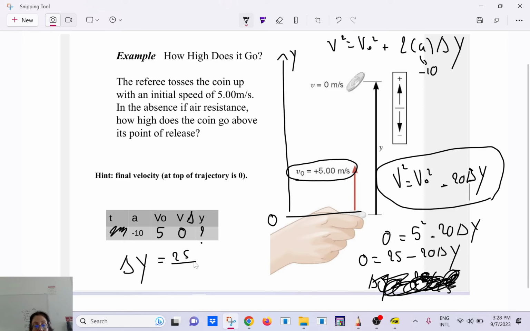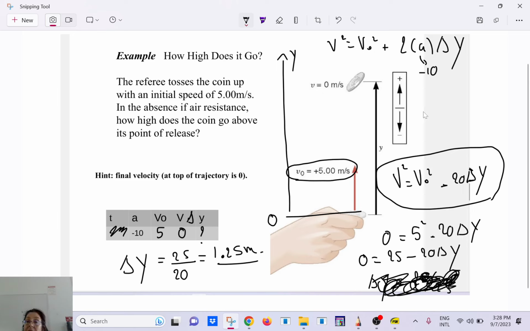So it's 25 divided by 20. Okay, so it's going to be? 25 divided by 20 goes one time, 1.25. So that will be your displacement.